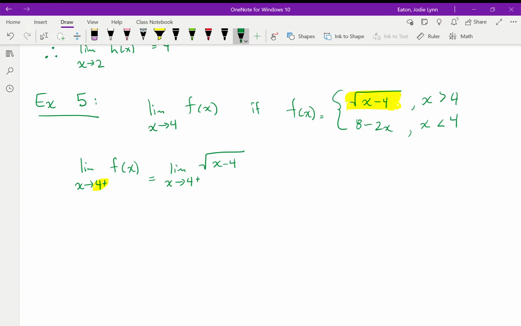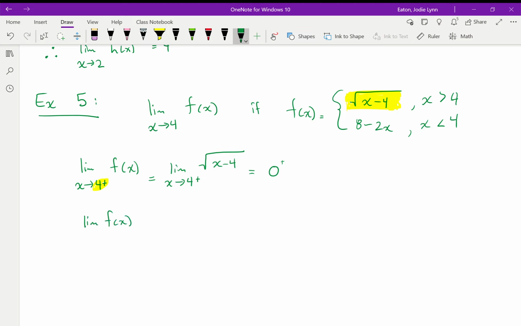Something a little bit bigger than 4 minus 4 is going to be getting closer and closer to 0 the closer I get to 4. So my limit here is equal to 0. Okay, and you can think of it, if you like, as 0 plus. We're approaching 0 from above. Okay. Similarly, we're going to now do the lower limit.